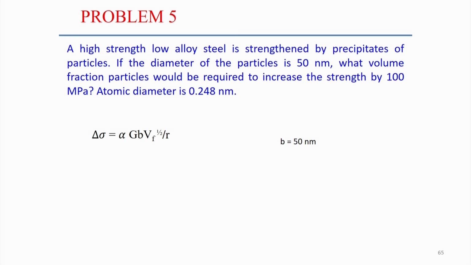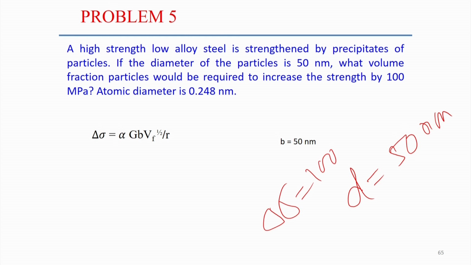The high strength low alloy steel is strengthened by precipitates of particles. The diameter D of the particles is given as 50 nanometer. What volume fraction would be required to increase the strength by 100? So the increment of the strength is the requirement: delta sigma equals 100 megapascal. Now we need to find out the required volume fraction.